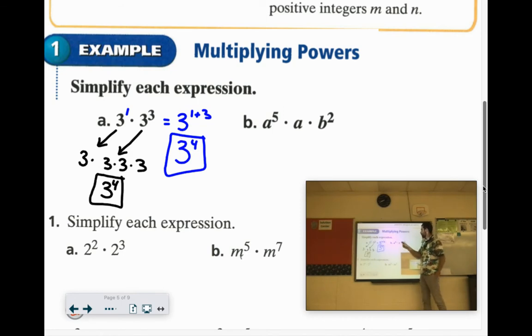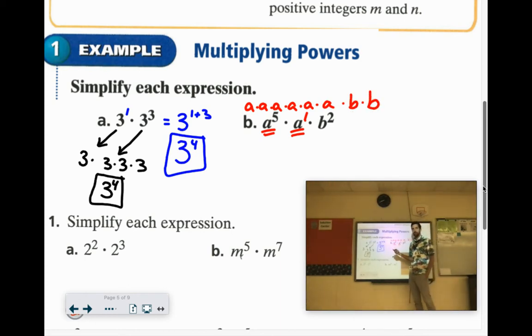A to the 5th times A to the 1st times B to the 2nd. You can only add the exponents when it's the same base, so we can do it with the A's. And again, if the rule's not there for you yet, then write it out. A to the 5th, just write 5 A's. Times A to the 1st, that's another A. Times B squared is B times B. But it's going to be faster if you can just remember the rules.